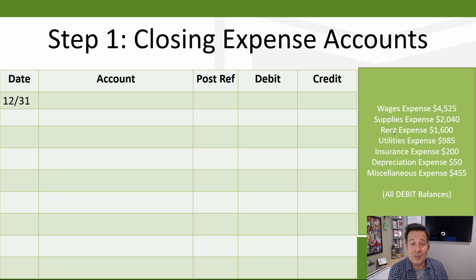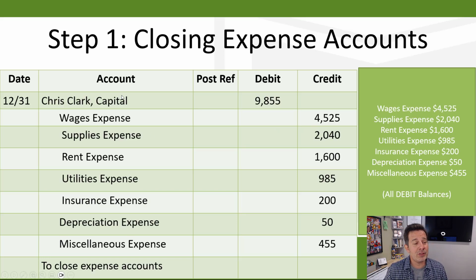All right, and so we're back. Hopefully you had a chance to try that journal entry. We have a debit to the Chris Clark capital account. Right off the bat, I don't know that exact amount. I have to put in all the expenses I'm closing out and add them together, and then that $9,855 is going to be a plug. I have to add up the credit side before I can figure out the debit side. And that debit side is simply going to be a plug to make the entry balance.